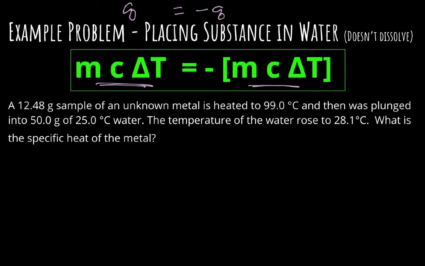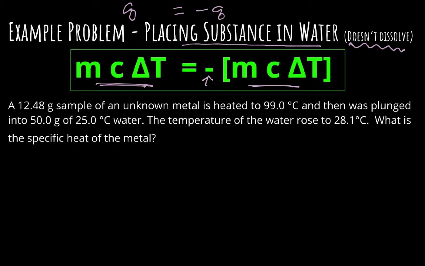Because again, when energy is transferred, one is going to be taking it in, the other is going to be releasing it. This negative sign could be on either one. It doesn't always have to be on the second one, and in a second we'll talk about how you decide where to put the negative based on the information you're given here. Okay, so this happens when you put something in water and it doesn't dissolve. Usually this is going to be some kind of solid substance like a metal or a mineral or something that doesn't dissolve when you put it in water. So let's look at how we would set this one up.